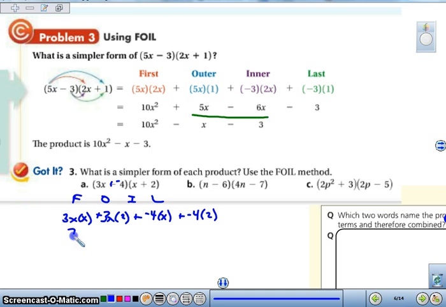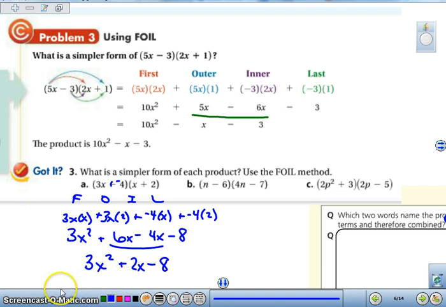My first term is 3x squared plus 6x minus 4x minus 8. Again, can you have plus a negative? You could. My final answer would be 3x squared plus 2x minus 8.